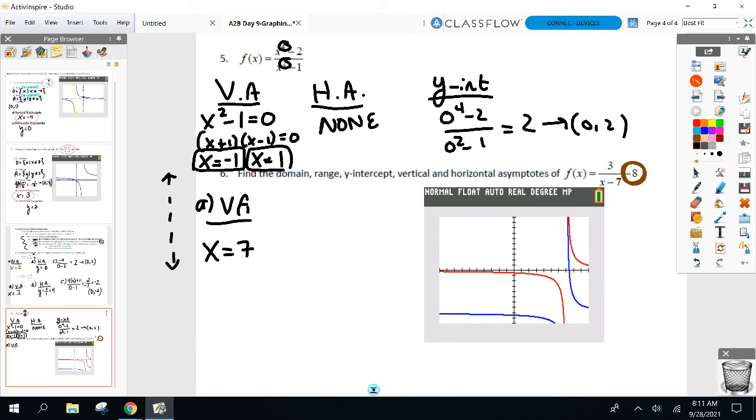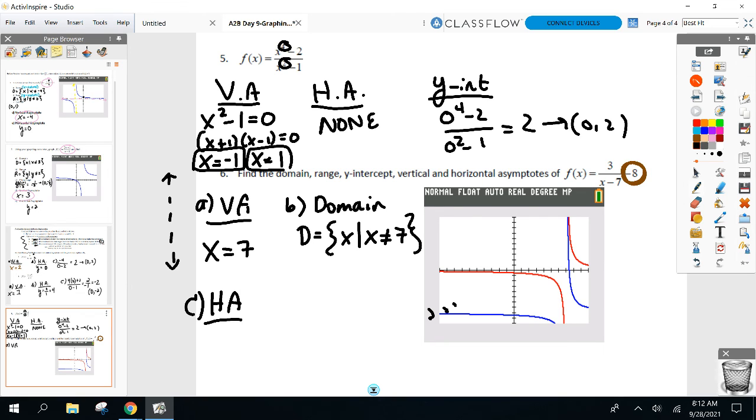While we're here, why don't we just do the domain, because they're related to each other. Making sure we are solid on this relationship between domain and vertical asymptote. So the domain is going to be x, because it's the x values, such that x cannot be equal to what? 7, because I don't have a graph there. That's why the asymptote is there instead. Okay, we all good?